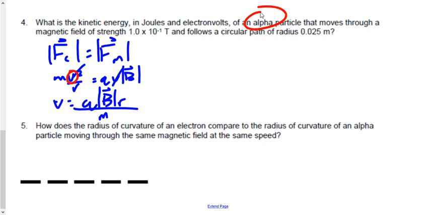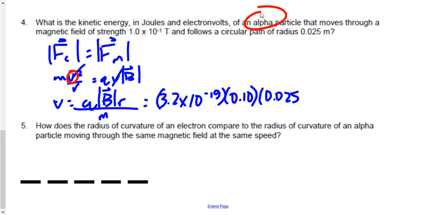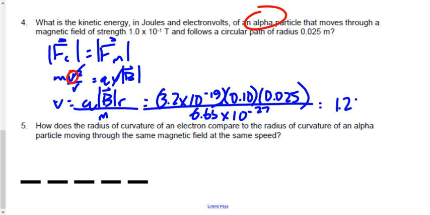Sometimes the light bulb goes on, and we figure out what we're going to do with this, right? v is equal to QBR over m. Q, we're talking about an alpha particle, so it's 3.2 times 10 to the minus 19, times B, which is 0.10, times R, which is 0.025, divided by the mass, which is 6.65 times 10 to the minus 27. Now, on my answer sheet, I don't have that number written down. I've got the final answer, but not that number. What is that number for speed? I'm going to guess 10 to the 5, 10 to the 6. Quinn? 1.20 times 10 to the 5. Okay, pretty reasonable speed, right?